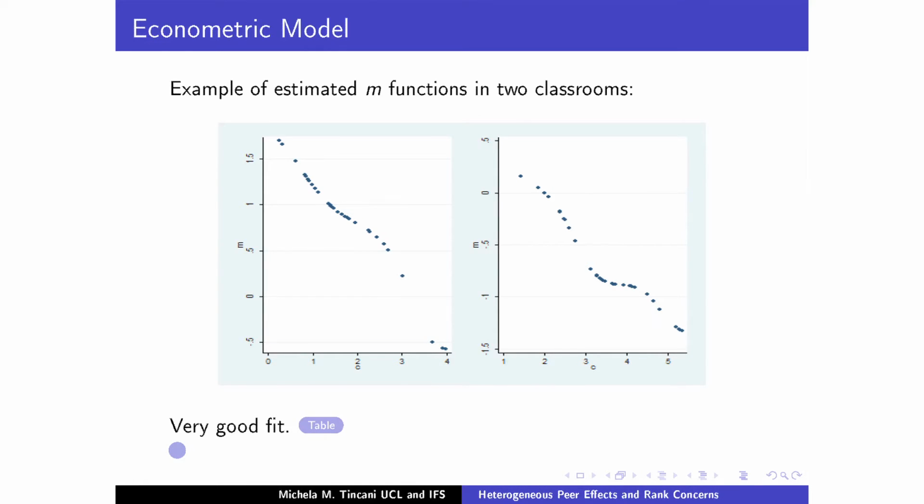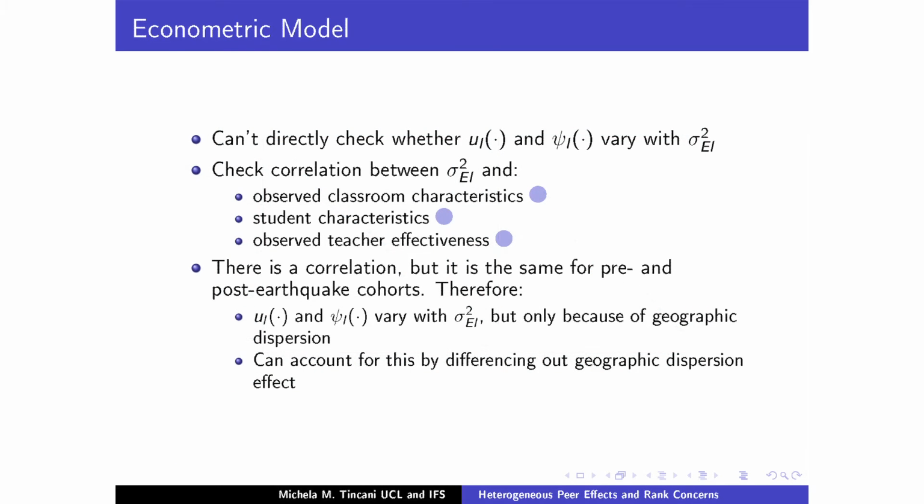So that means I can only identify this M function. I cannot directly check whether U and C vary with variance of seismic intensity, because I cannot separately identify them. So what do I do to check whether my exclusion restriction is reasonable? I ask, do I see any correlation between the variance of seismic intensity and variables that typically generate indirect peer effects and correlated effects? So I check in the data if there is any correlation between the variance of seismic intensity in a classroom and observed classroom characteristics, like who the teachers are, because it would be problematic if, for example, schools decided to assign better teachers to classrooms that had a larger variance in damages. That would create a kind of indirect peer effect that would be problematic for me.